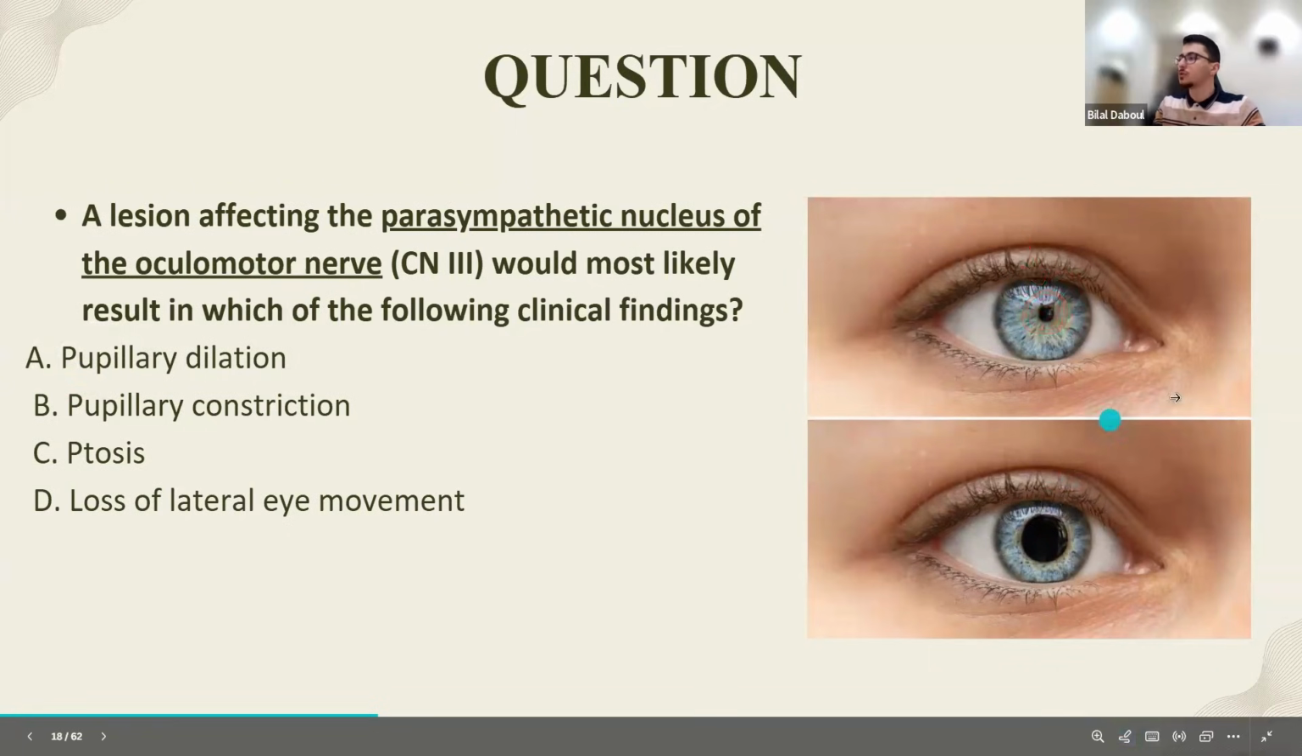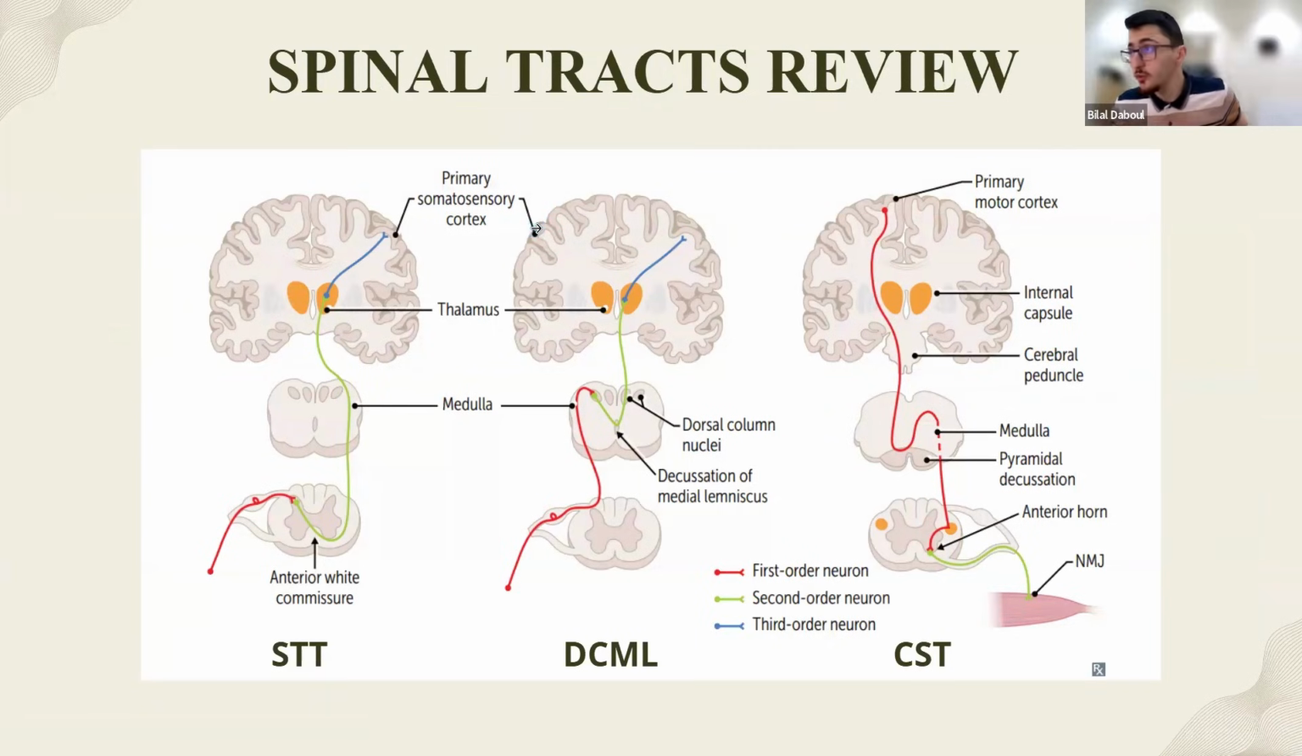Now I'll proceed to the next slide. Before talking about the cross sections, I'll be reviewing the spinal tracts. That's a very important thing, even in the brainstem. Let's take a break. Why not?